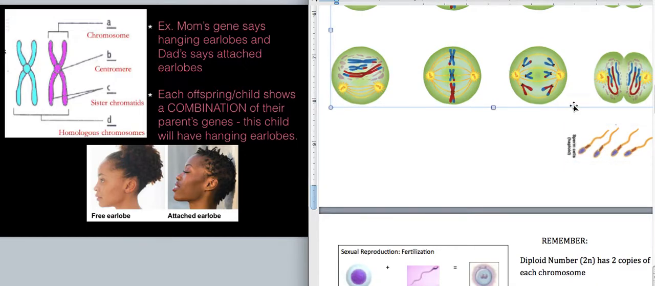Down here, this is meiosis as it would occur in a male. These round cells are eggs. These are your male sperm. So 4 eggs are made in the female, and 4 sperm are made in the male.